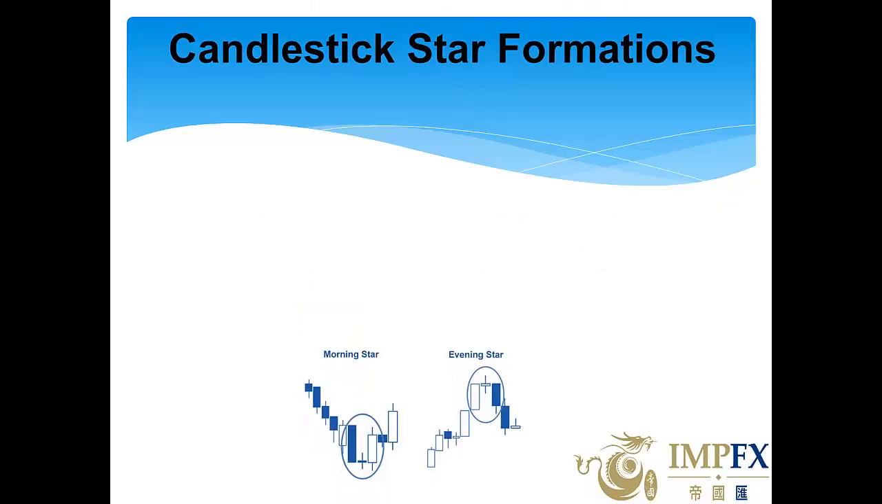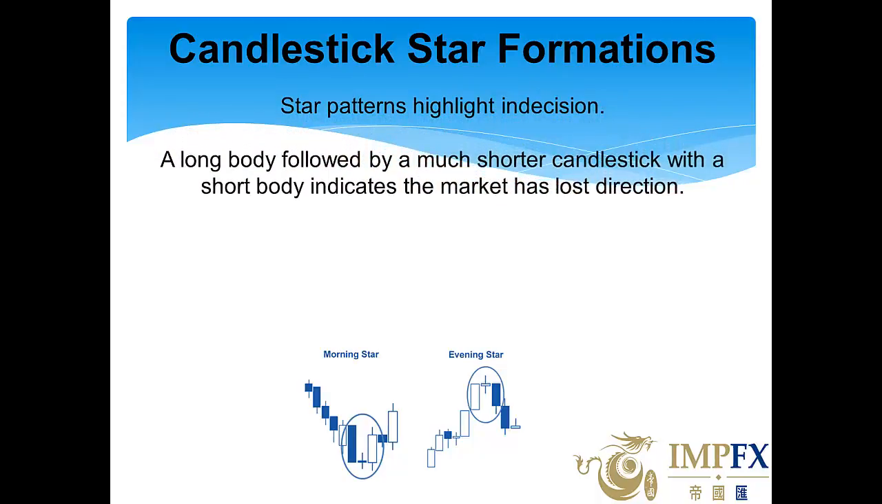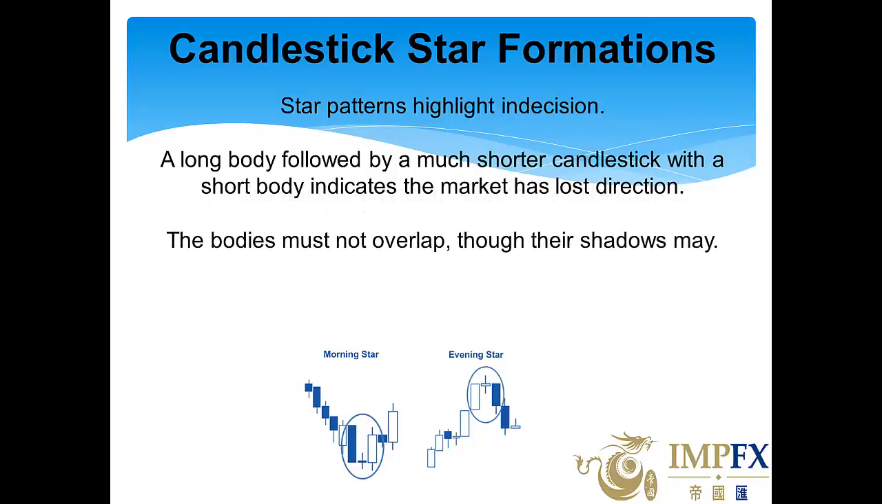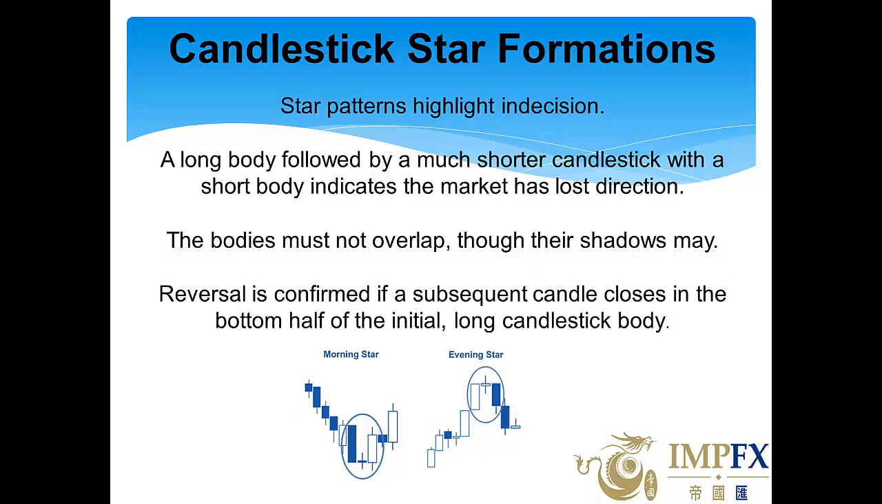Candlestick star formations. Star patterns highlight indecision. A long body followed by a much shorter candlestick with a short body indicates the market has lost direction. The bodies must not overlap, though their shadows may. Reversal is confirmed if a subsequent candle closes in the bottom half of the initial long candlestick body.